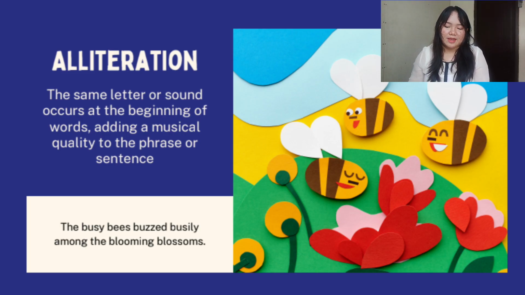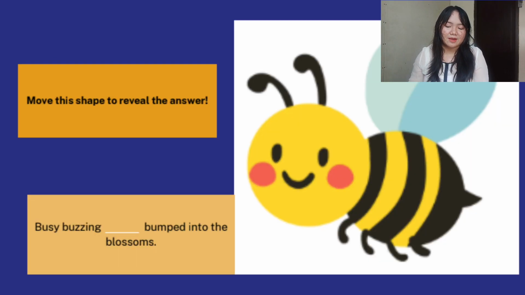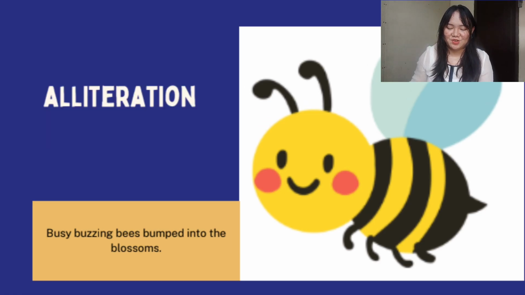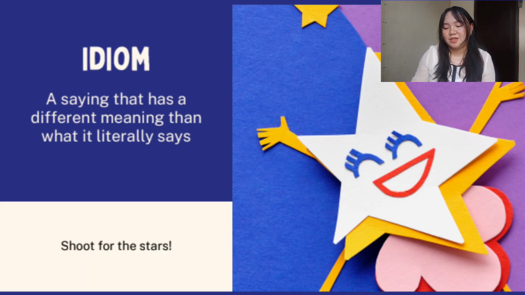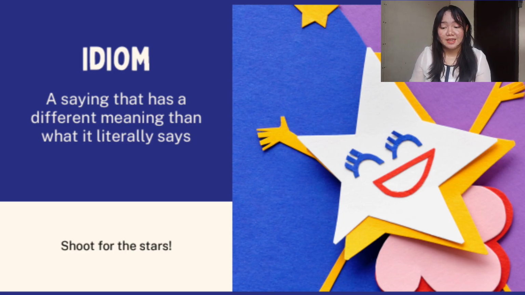Who will guess again? Busy buzzing blank bumped into the blossoms. Correct, it is bees. And what figurative language is this? Alliteration. Correct. Next, let's move to idiom. It is a saying that has a different meaning than what it literally says. For example, shoot for the stars. Why is this an idiom? Because it is a saying that has a different meaning.